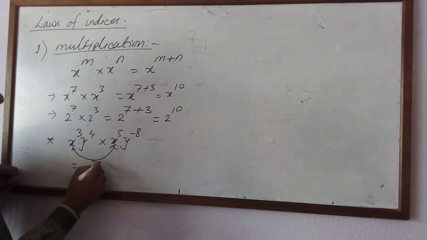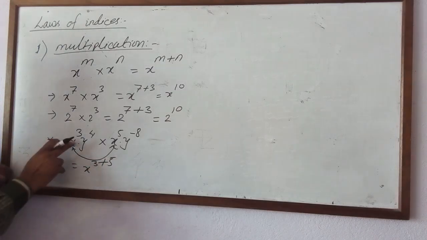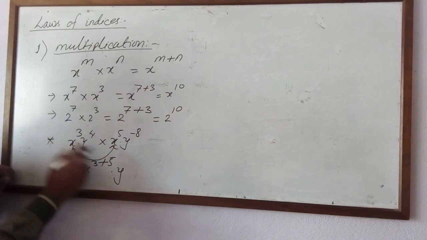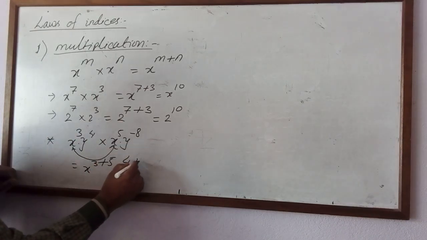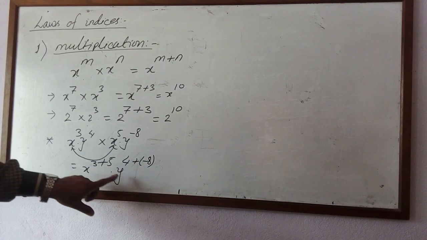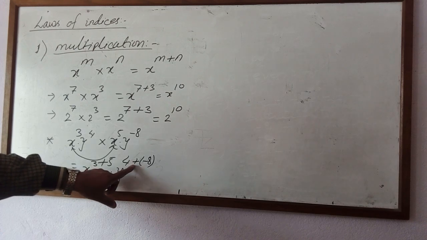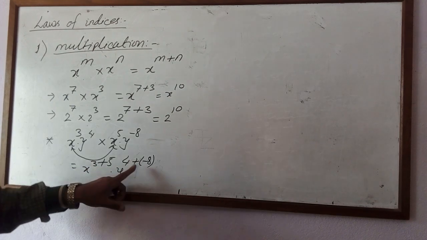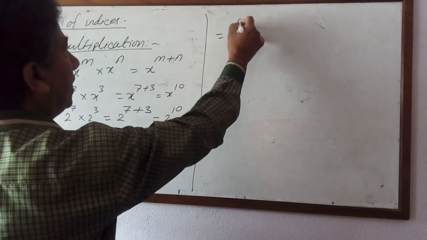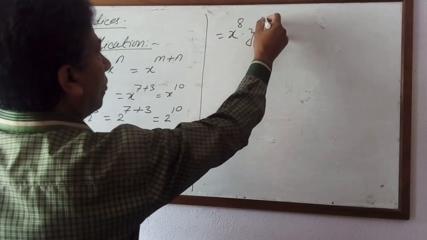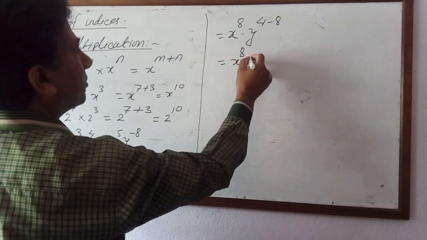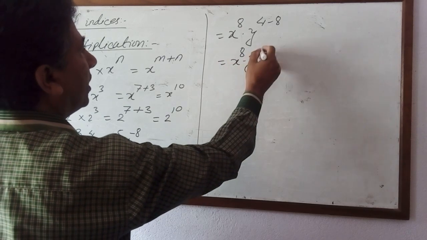3 has power 5, so 3 plus 5. Now again times another y, here y has power 4, here the power is minus 8. In this way you can write x power 3 plus 5, y power 4 plus minus 8. Now plus bracket means multiplication, remember that, plus times minus, so it will be x power 8 times y power 4 minus 8. Now subtract: x power 8 times y power minus 4.